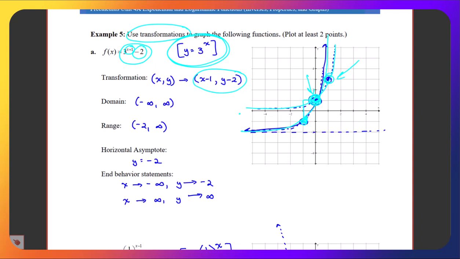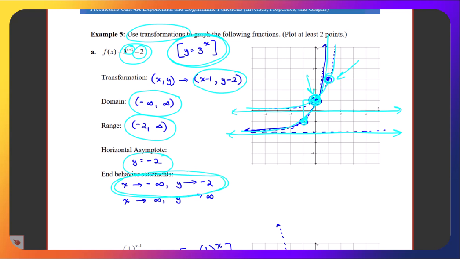The down 2 is important because the horizontal asymptote starts at y equals 0. If I go down 2, it goes down to y equals negative 2. And the shift left and right doesn't affect the horizontal asymptote. So domain goes forever left and right. Range from bottom up starts at negative 2 and goes up. As we just said, the horizontal asymptote is y equals negative 2. To the left, negative infinity, y is getting closer and closer to negative 2. To the right, y is getting larger and larger, going off to infinity.